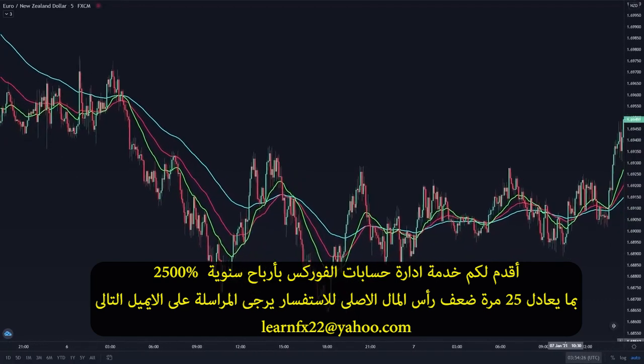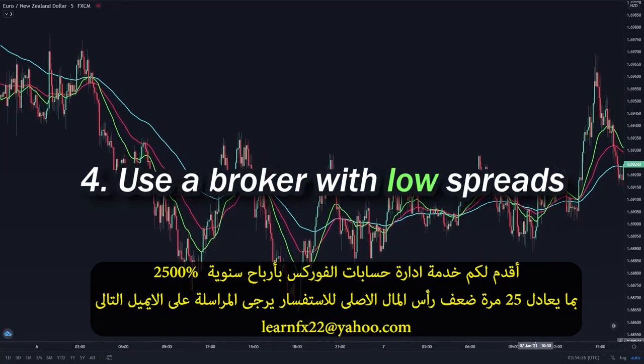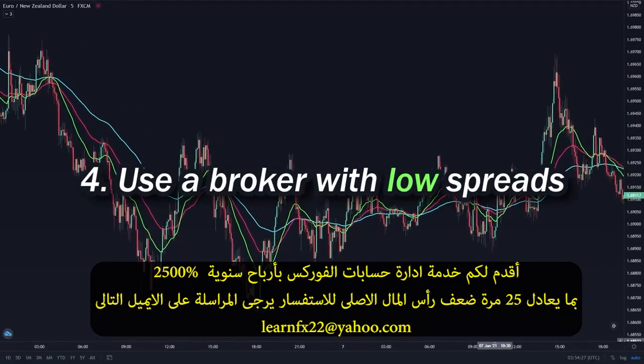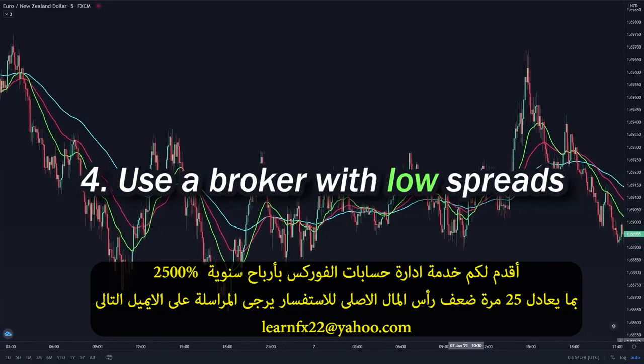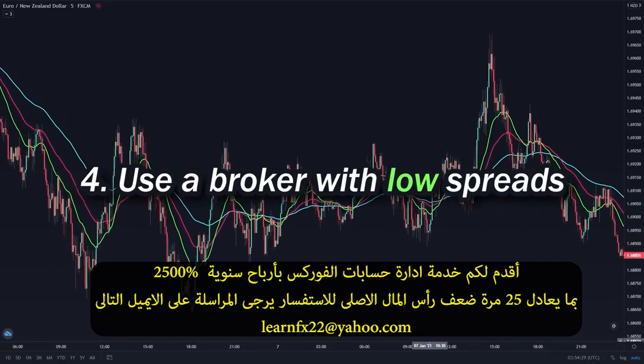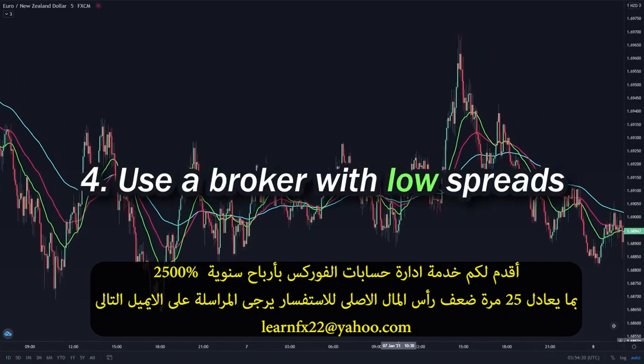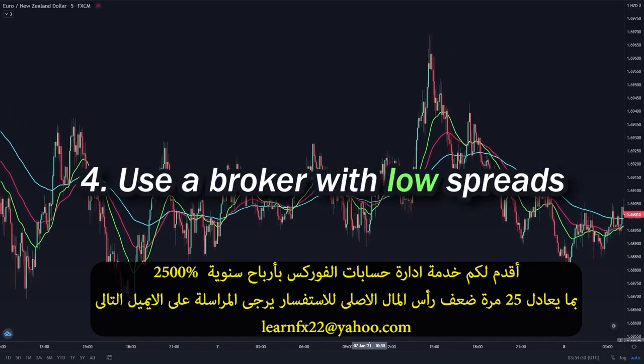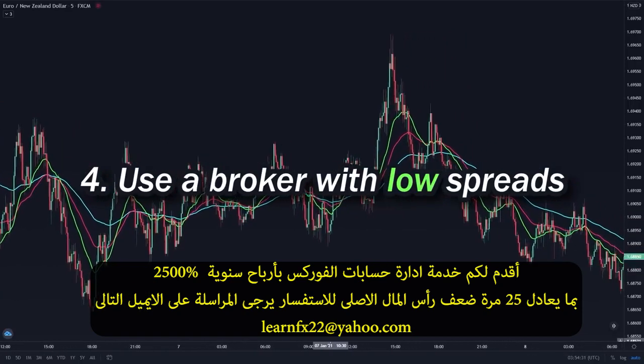The fourth tip is making sure you're using a broker with a low spread. This is actually very important because when you're scalping, every single pip counts. And if you're using a broker with a wide spread, you will have a hard time making a profit.